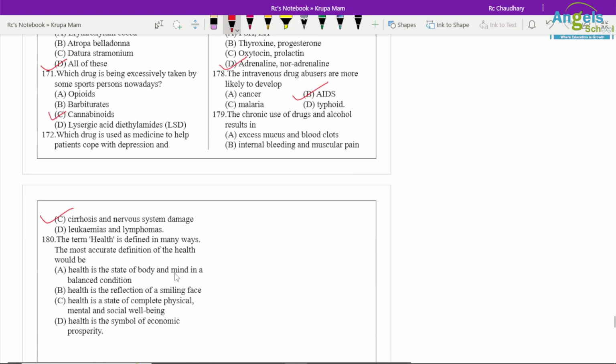The term health is defined in many ways. The most accurate definition of health would be: health is a state of complete physical, mental and social well-being.